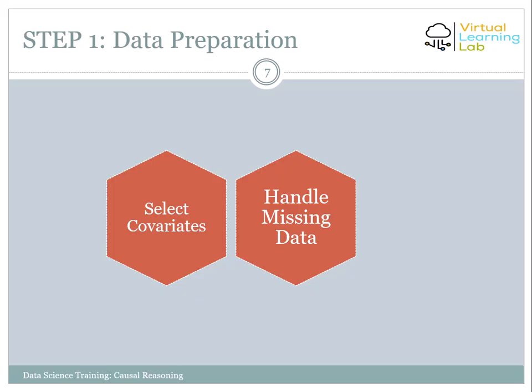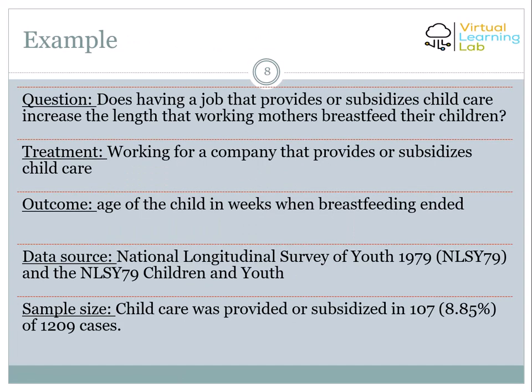In the data preparation step, you have to select covariates, and then you have to handle missing data, which is very common for a large number of covariates. For example, let's say you are interested in estimating the effect of working for a company that provides or subsidizes childcare on the length that working mothers breastfeed their children. This example can use data from the National Longitudinal Survey of Youth 1979 and the NLSY79 Children.